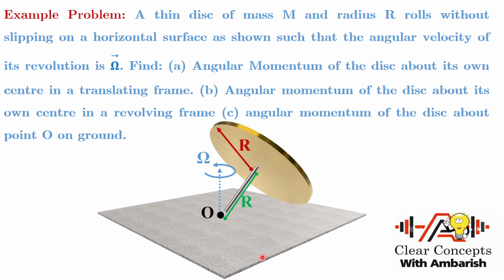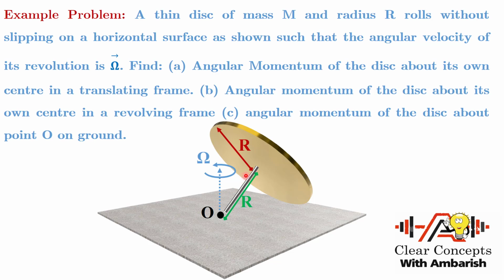Now let's look at an illustration. Example problem: a thin disk of mass capital M and radius r rolls without slipping on a horizontal surface as shown, such that the angular velocity of its revolution is capital omega. This is the same physical situation that I took in the previous video where I explained various angular velocities. But now we have to find angular momentum here. In the last video, we had to find the angular velocities.